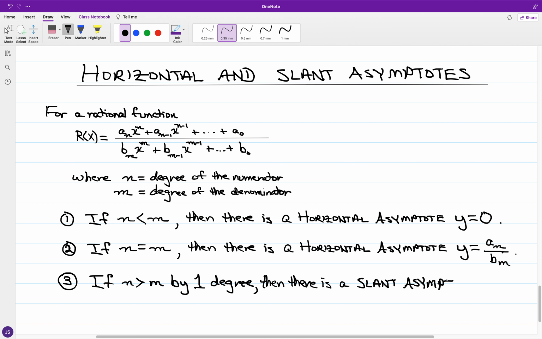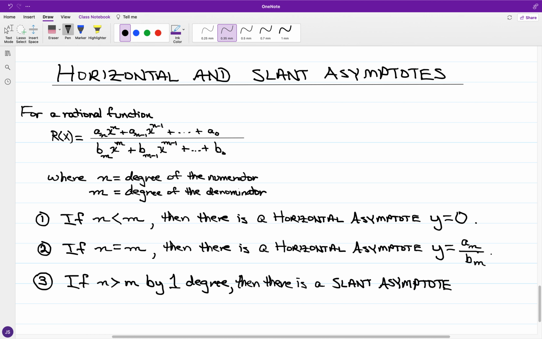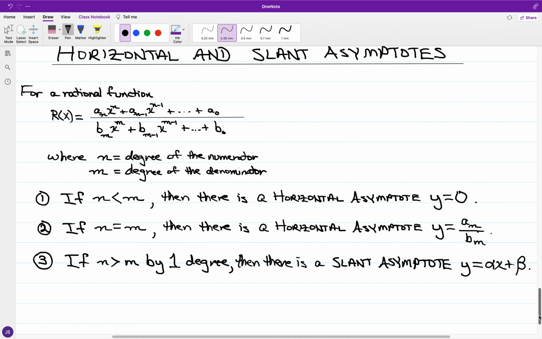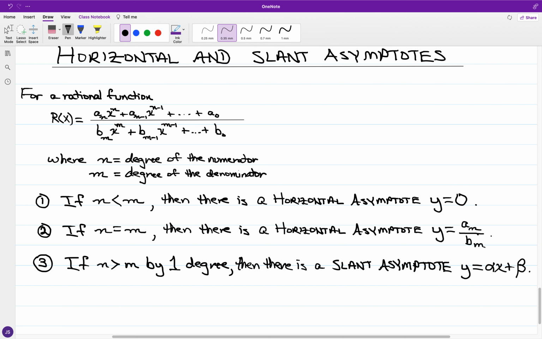Okay, and the slant asymptote will be expressed in slope-intercept form. Since I already have utilized the m and the b, we'll just use different letters. We'll say we have y is equal to alpha x plus beta, with alpha being in reference to the slope. The reason I'm not using mx plus b is because I've already used those in a different capacity.